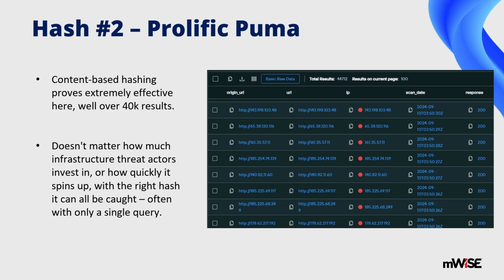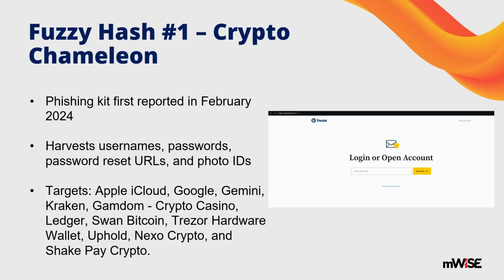And it proves almost startlingly effective. This is our first fuzzy hash. So this is for Crypto Chameleon. This is a phishing kit that was first reported in February 2024. They harvest usernames, passwords, password reset URLs, photo IDs. What they're trying to get at is your hard-earned crypto money.